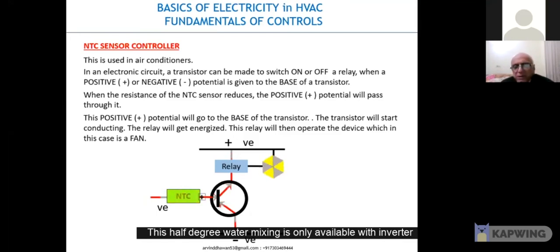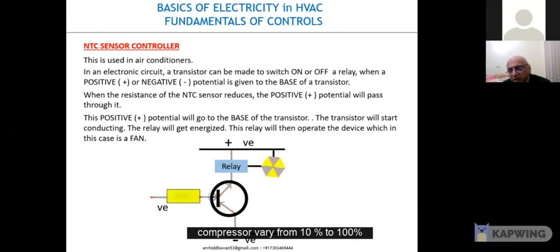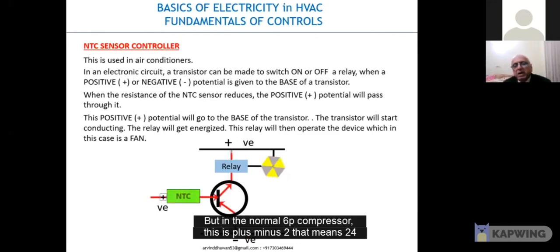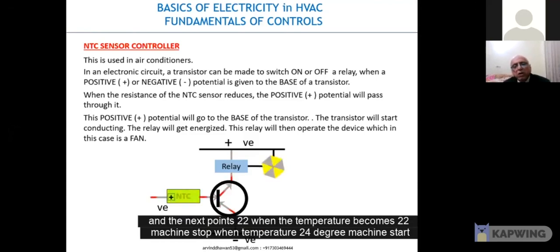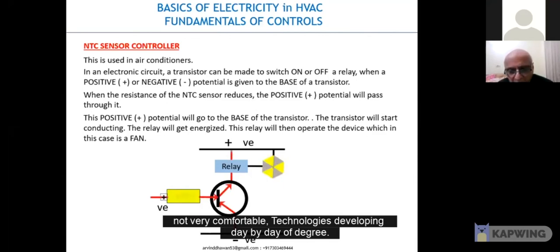This half degree, what I'm saying, is only available with inverter compressors, where the speed can be varied from 10% to 100%. But in the normal fixed speed compressor, this is plus minus 2. That means 24 and the next point is 22. So when the temperature becomes 22, the machine stops. When the temperature becomes 24, the machine starts. This 2-degree gap is not very comfortable. So technology is developing day by day. Half degree does the job.